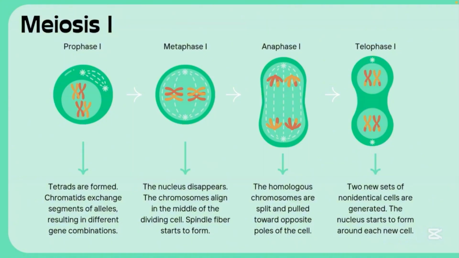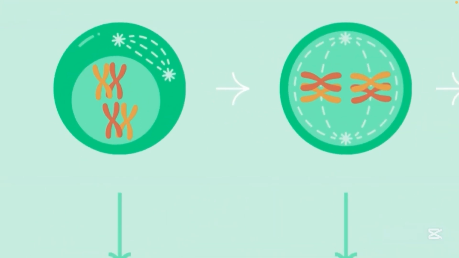In prophase I, the chromosomes condense, like in mitosis. The homologous chromosomes pair up to form tetrads, and the crossing over occurs. What does crossing over mean? Crossing over is the process where homologous chromosomes exchange genetic material with each other. So it takes place in prophase I.